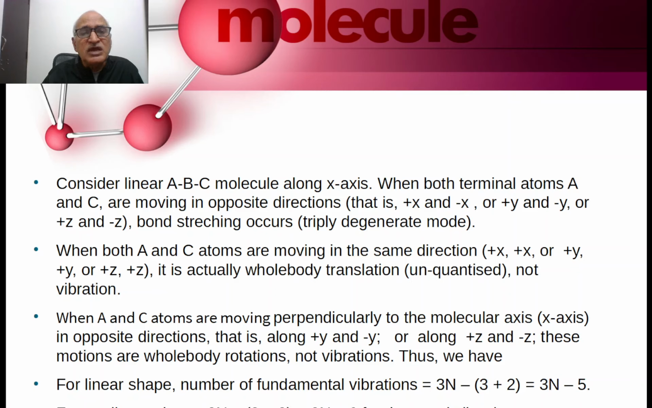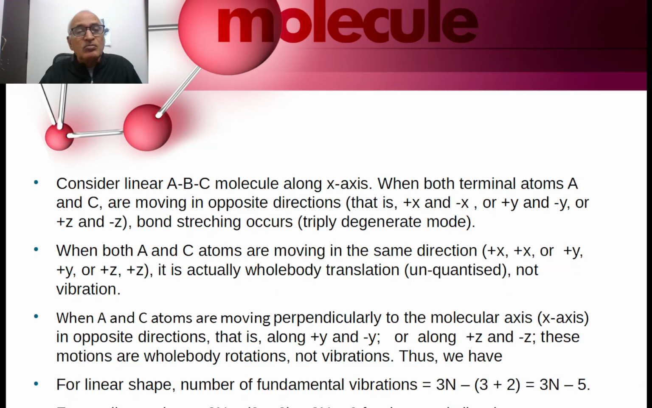For a motion to be classified as vibration, what is necessary? Either the bond length should change or the angle should change. If neither bond length changes nor angle changes, this motion cannot be a vibrational motion. It could be either whole body translation or rotation. Here I have nicely explained that out of 3n possible fundamental modes, 3 will be translations of the whole body and 2 will be rotations, not vibrations.